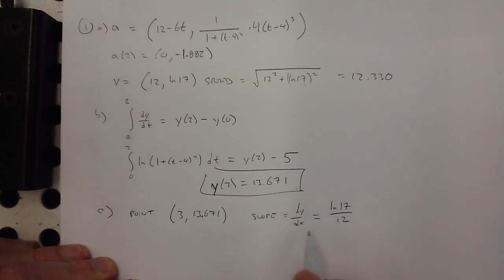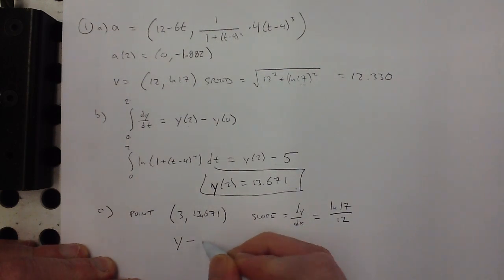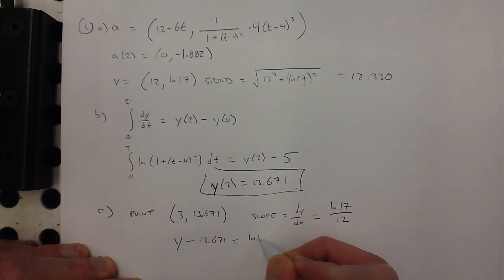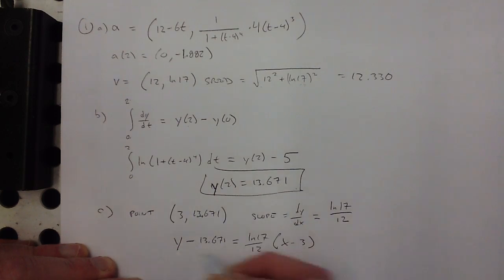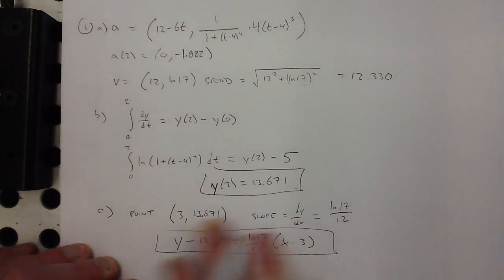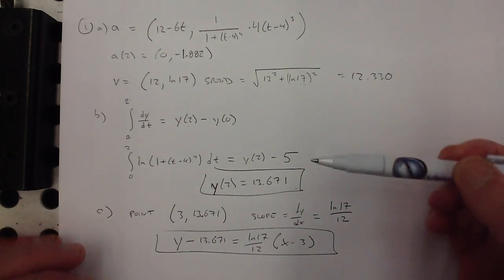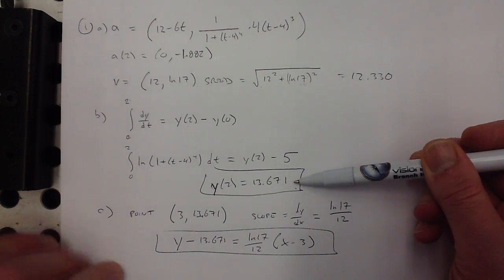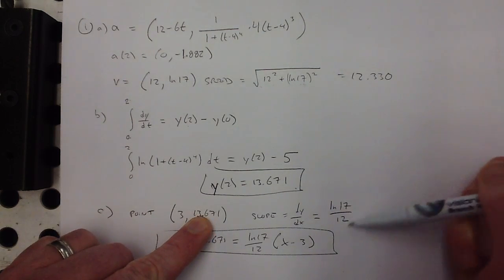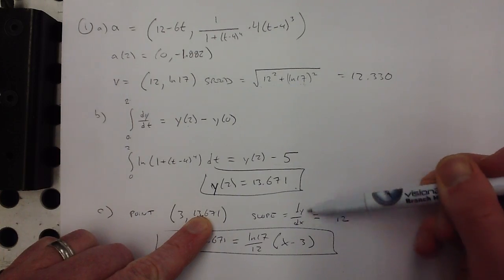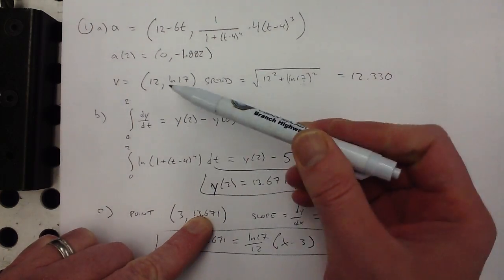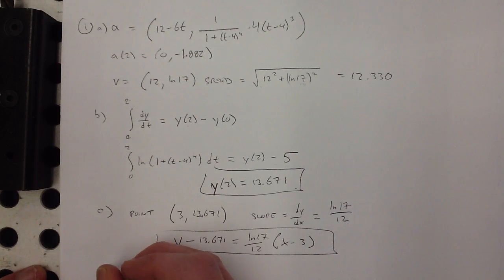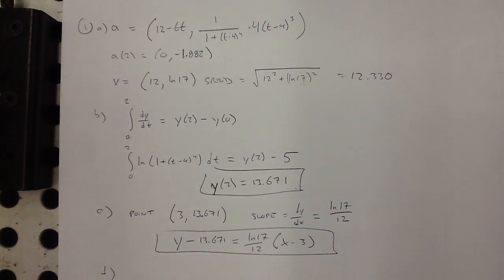So what's the equation for the line? Let's just write it in point-slope form. y minus 13.671 is equal to the slope times (x minus 3). So we actually had all the information. We had already got the y-coordinate here, so we had the point, and we had already found these 2 pieces of dy/dx, right, from part A. So that was quick.